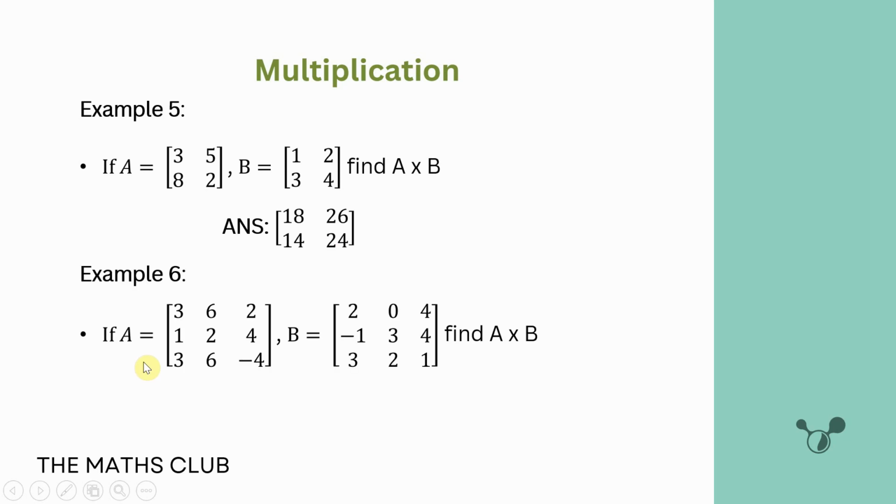This other example says that if A is equal to 3, 6, 2, 1, 2, 4, 3, 6, minus 4, and B is equal to 2, 0, 4, minus 1, 3, 4, 3, 2, 1, we should find A times B. This is very, very tricky, right? It's more complex than the previous example, but let's solve it together.